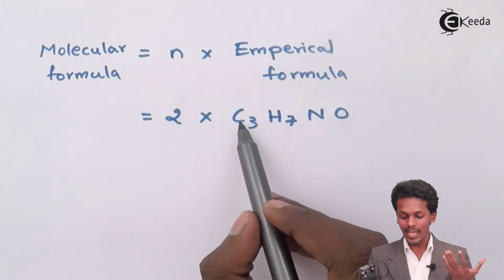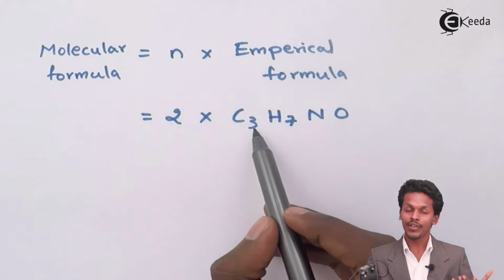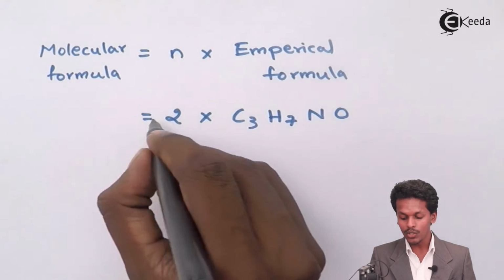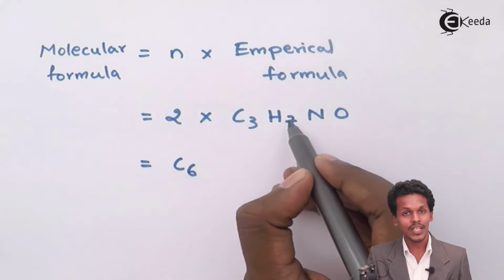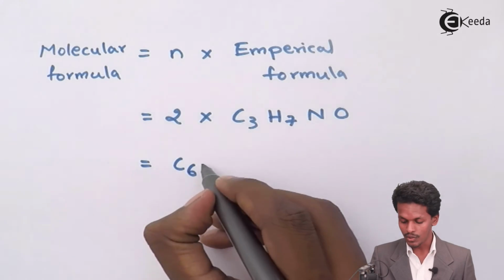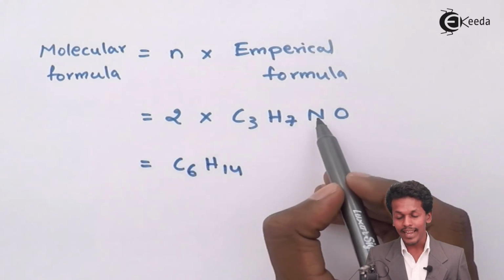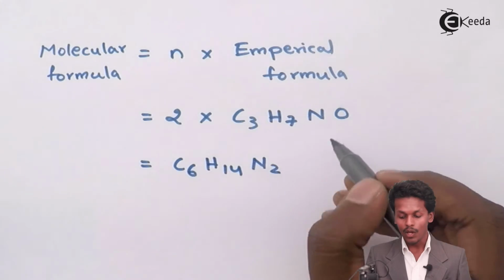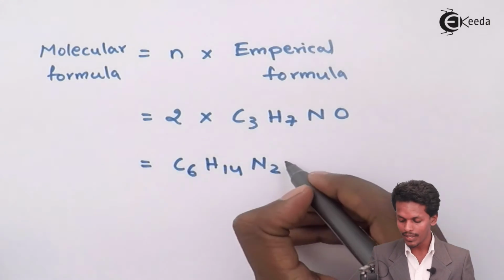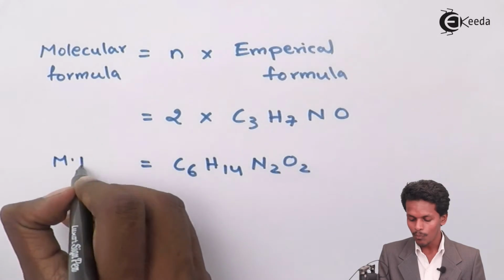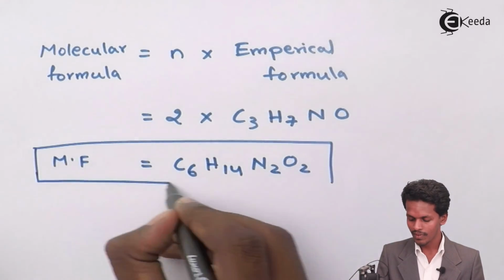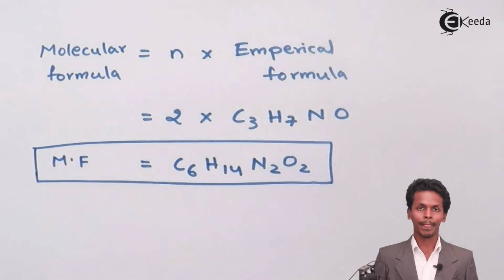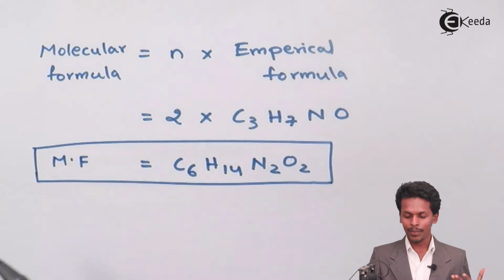For the carbon element, if carbon is present 3 times, I will multiply it by 2. So carbon will be 3 into 2, which is 6, while hydrogen, 7 multiplied by 2, will be 14. So H is 14, and nitrogen is also multiplied by 2, so N is 2, and oxygen, present 1 time, multiplied by 2, will be 2. So this is the molecular formula of that compound. We have learned that the empirical formula and molecular formula differ by an integral multiple of 2.